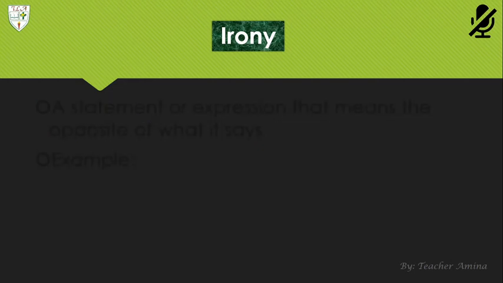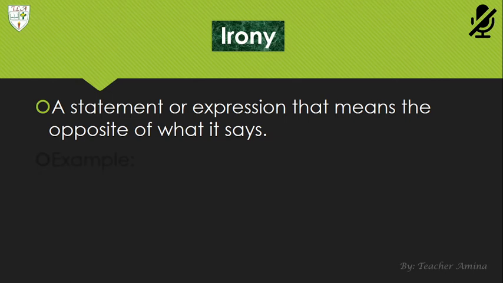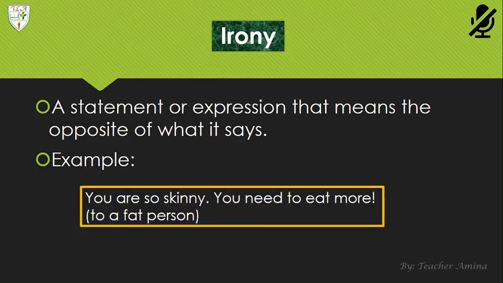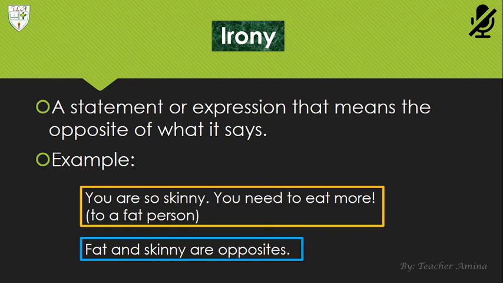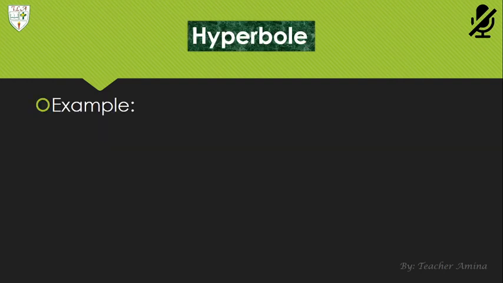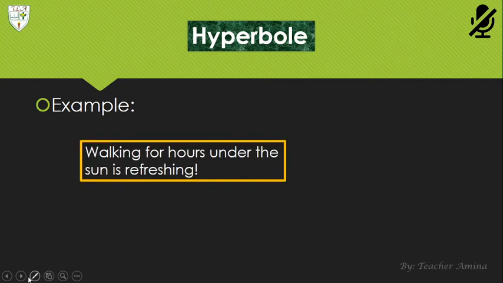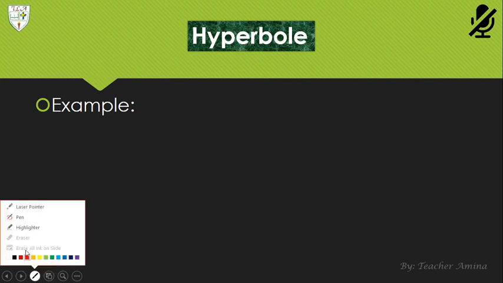So, next is irony. Irony means a statement or expression that means the opposite of what it says. So, it is also called sarcasm. Okay. Example, you are so skinny, you need to eat more. When you are saying this to a fat person, this is irony. Why? Because fat and skinny are opposites. Okay, another example. Sorry, this is not hyperbole. This is irony.